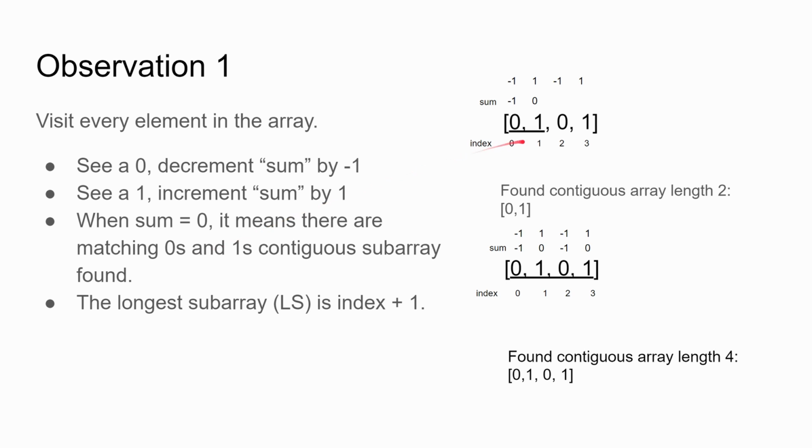In this case, it found a contiguous subarray over here with 0 and 1. The length is 2, and because 2 is bigger than 0, it updates ls. Once it sees the whole thing having sum of 0, meaning it's a contiguous subarray, it will return 4 because 4 is bigger than 2, and the length of this is 4.